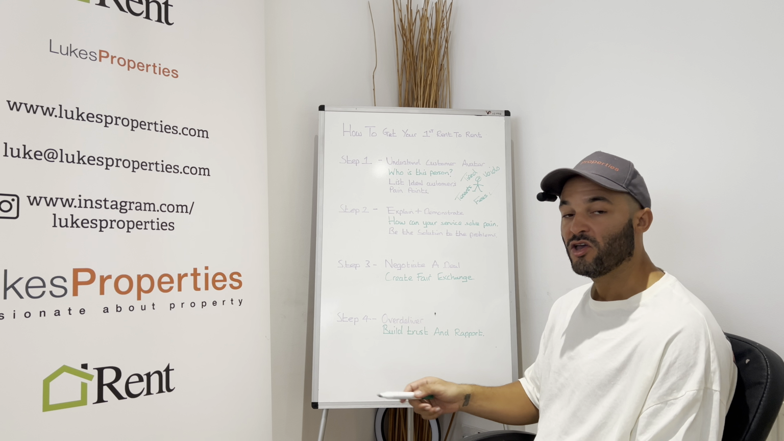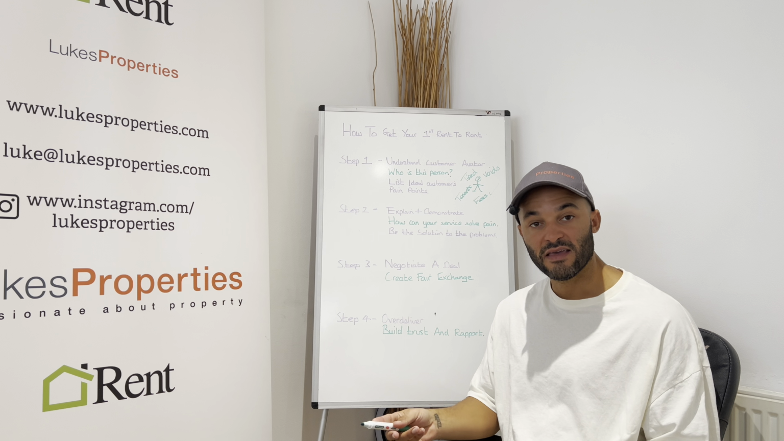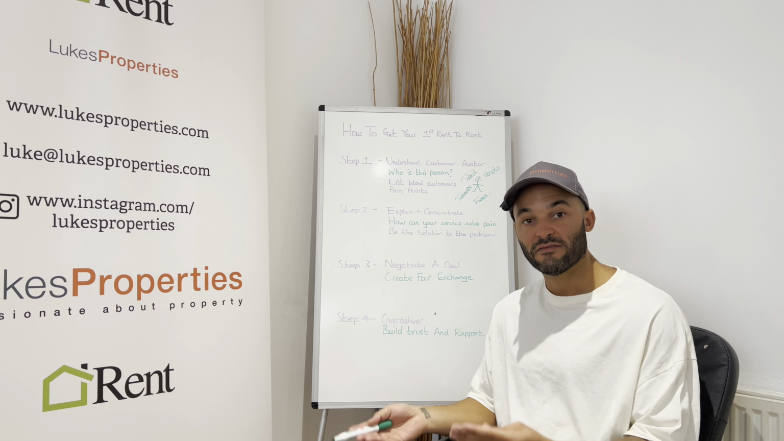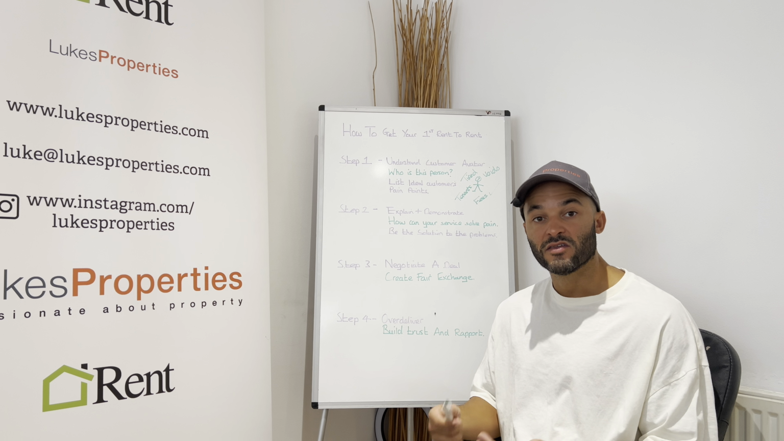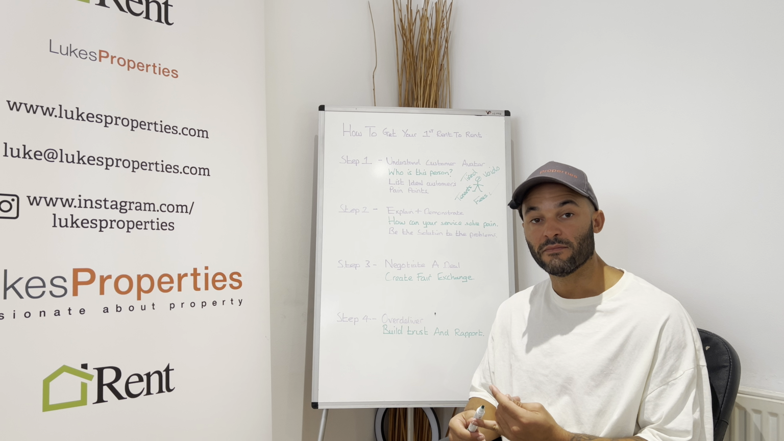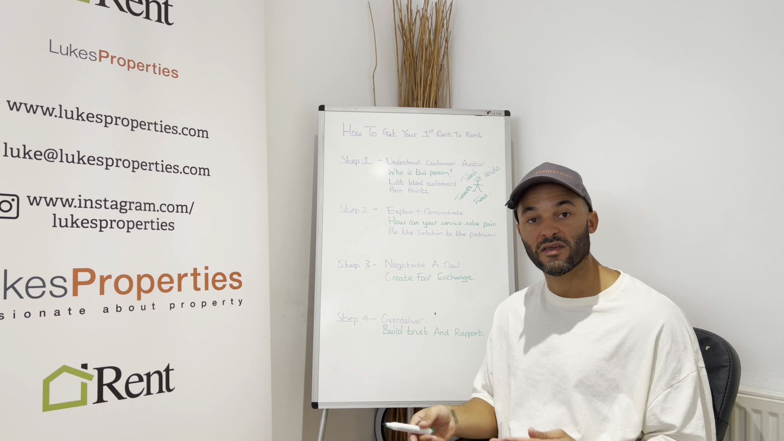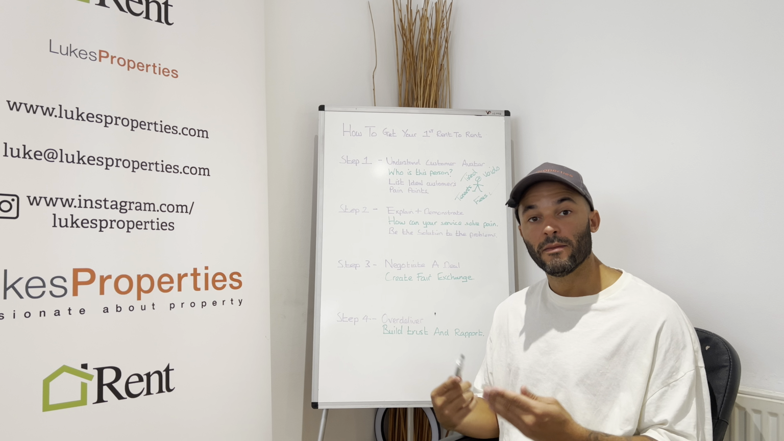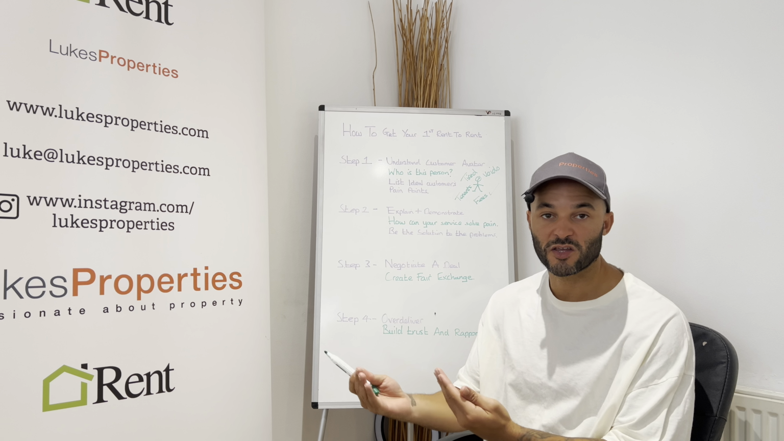So step 4, you need to over deliver. Once you've got the keys, once you've done the refurbishment and you've got your furnishings in there, and then you've gone and found tenants, you need to over deliver. So make sure the rent is always paid on time. Make sure the property is kept in good condition. Keep the landlord updated every quarter. Let them know how things are working out. Be transparent, because that relationship works both ways.